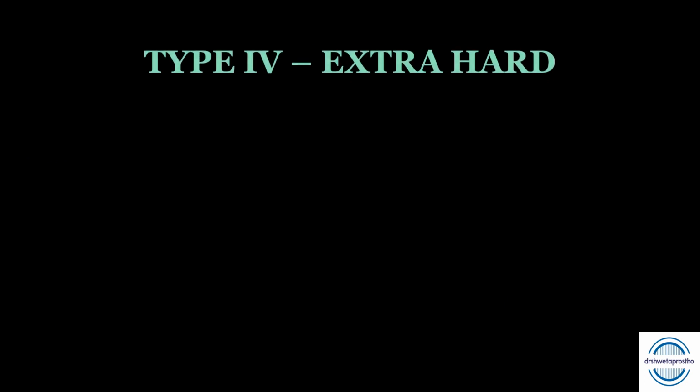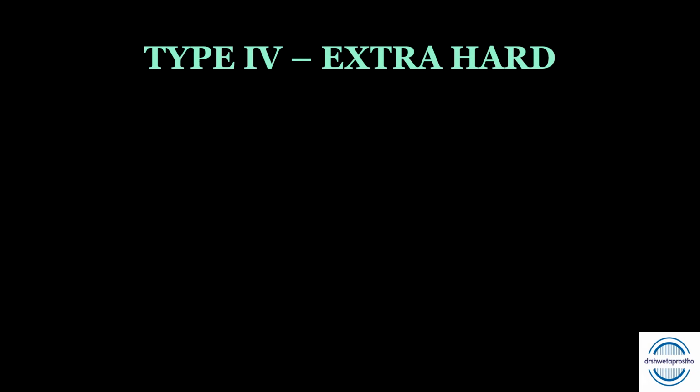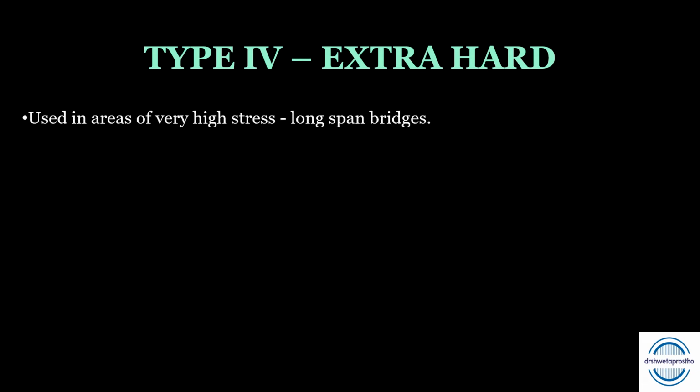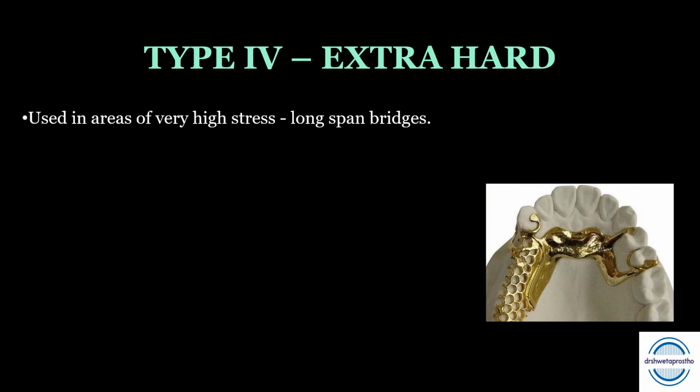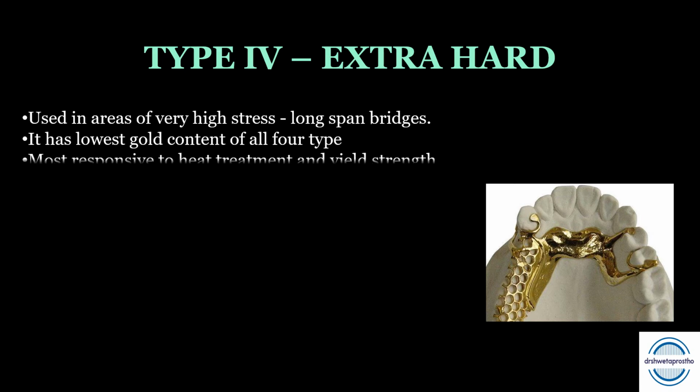Now moving further, type 4 gold alloys, which are the extra hard alloys, are mainly used in the areas of very high stresses, that is the long span bridges. It has the lowest gold content of all the 4 types, which is less than 70%, but it has the highest content of the silver, copper, platinum and the palladium. Now it is more responsive to the heat treatment and yield strength, but it has lower ductility.